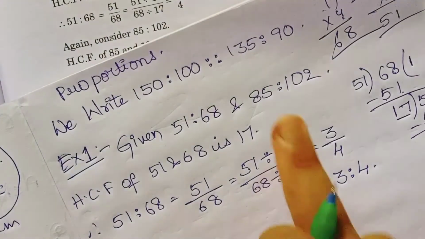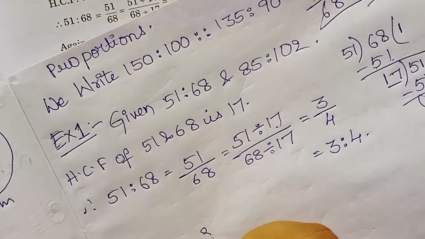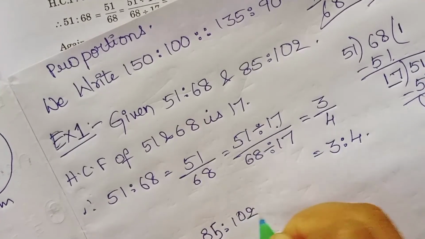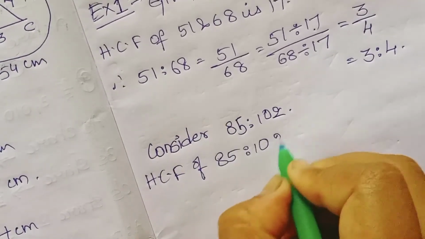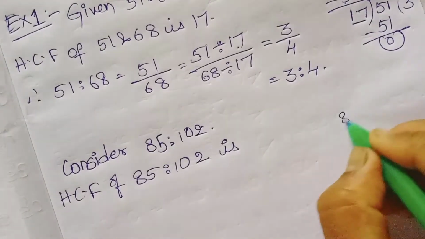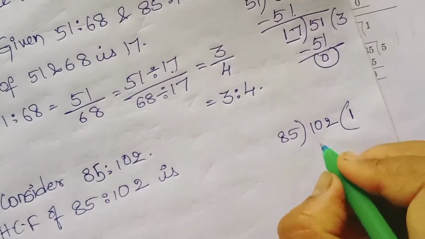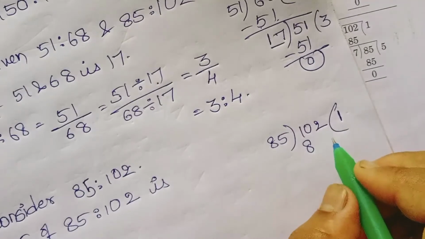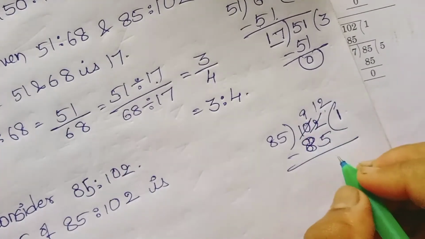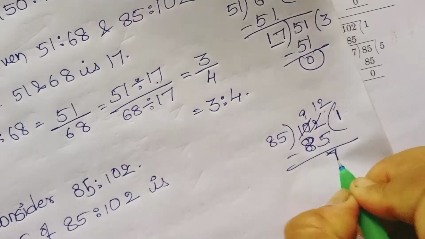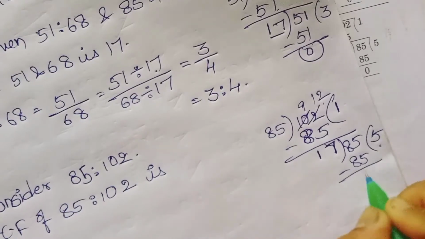ఇప్పుడు మనం 85:102 కూడా చేయాలి. Consider HCF of 85 and 102 is. 17 1s 17, 85 ones are 85. 12 నుంచి 5 తీసేస్తే 7. 17 5s 85. HCF 17.